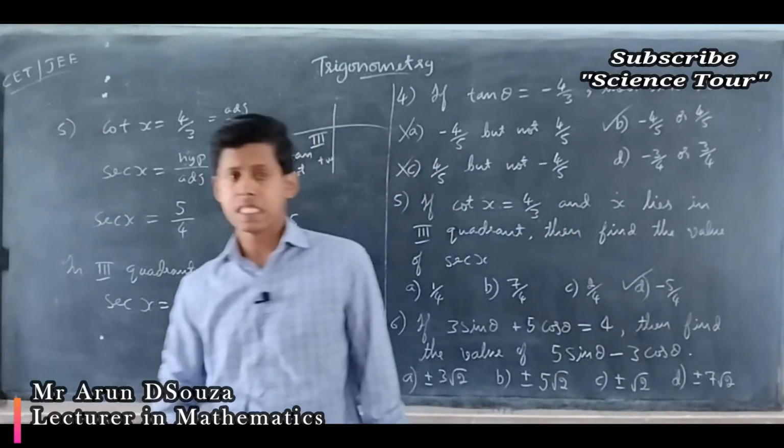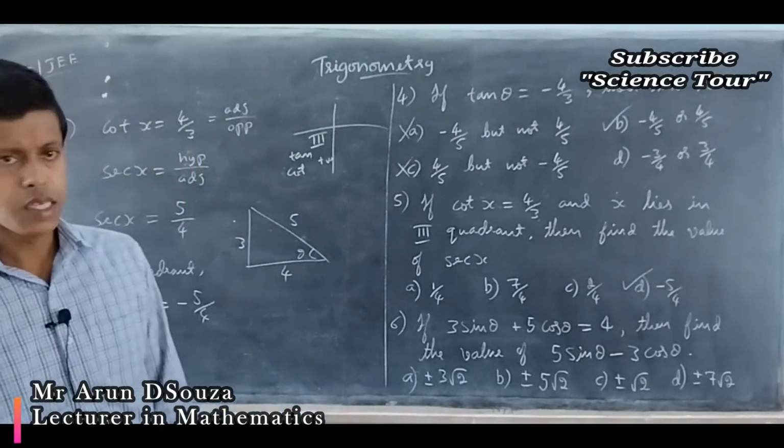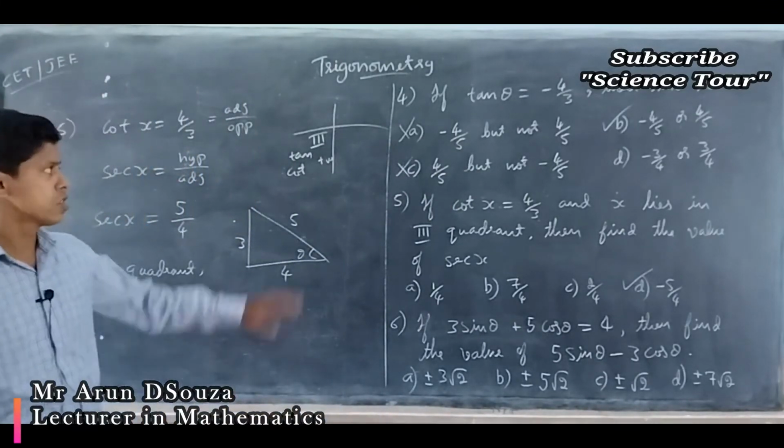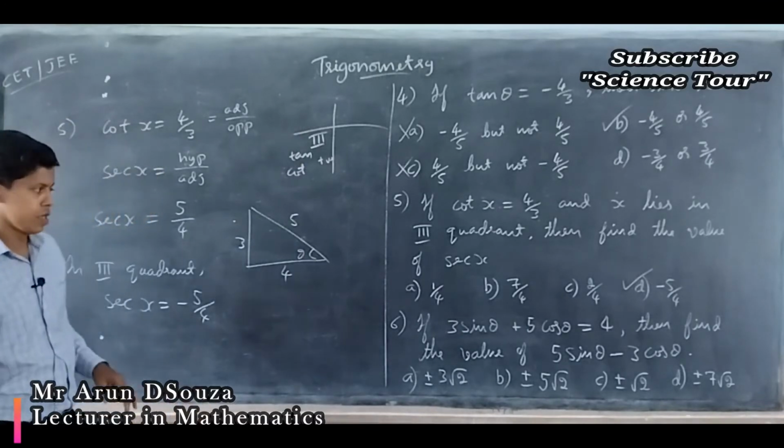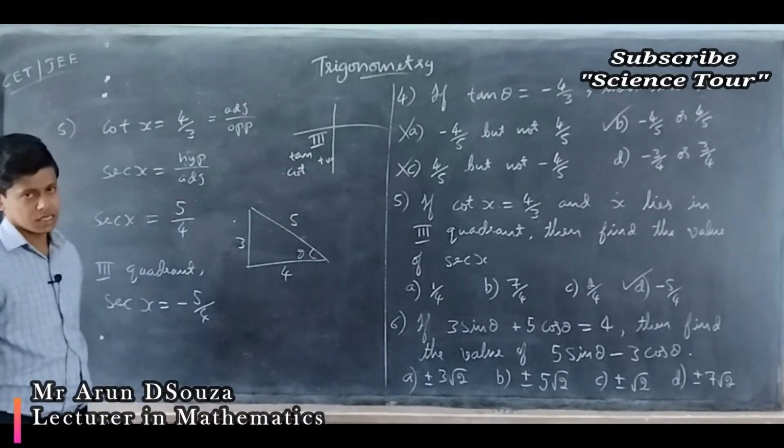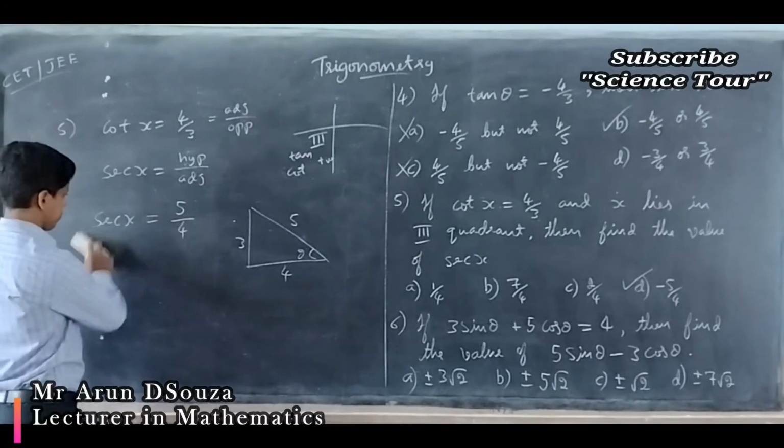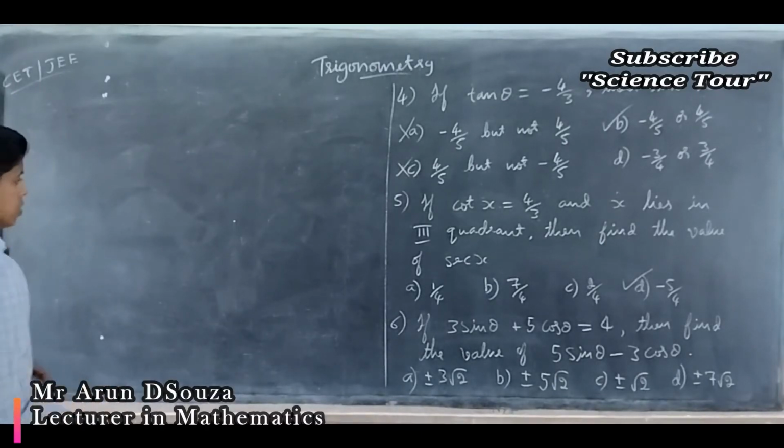So that was easy, right? If the quadrant is given, it is very simple. If the quadrant is not given, we can guess the quadrant. Now go to the sixth question.